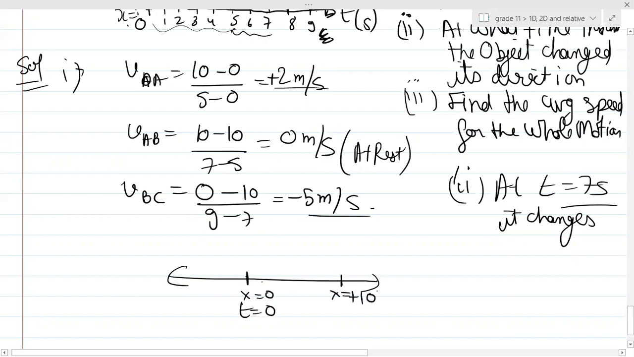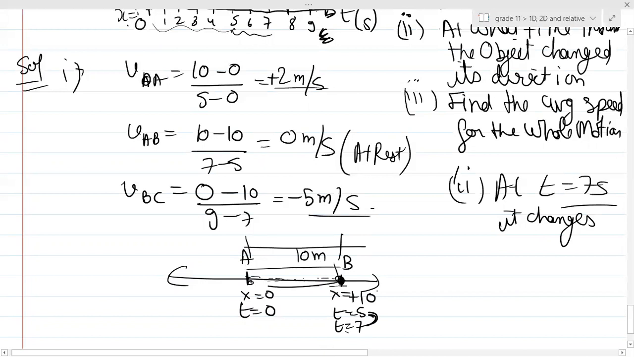So from t equals to 0 it will start walking. It will walk till t equals to 5 seconds at this point. Yes or no? And then it remains at this point for how many seconds? Till t equals to 7 seconds. So from 5 to 7 it sits right here. Then it will start walking back. How much is the distance covered?